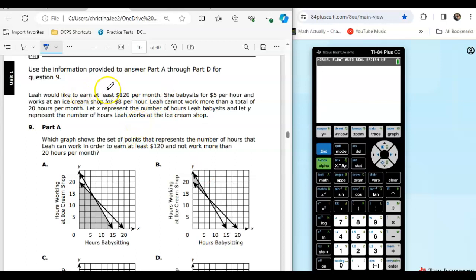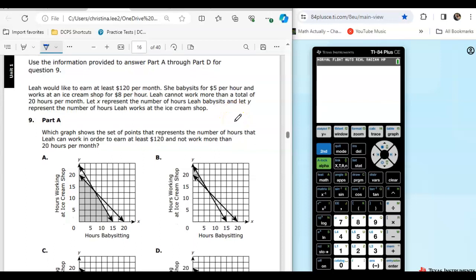So Leah would like to earn at least $120 per month. She babysits for $5 per hour and works at an ice cream shop for $8 per hour. She cannot work more than a total of 20 hours per month. Let X represent the number of hours she babysits and Y represent the number of hours Leah works at the ice cream shop. So we have 2 equations here, right?